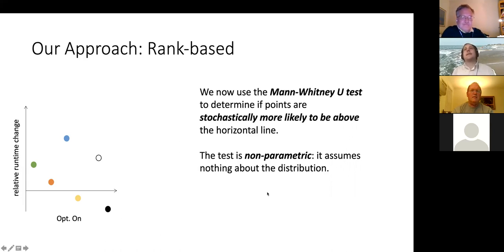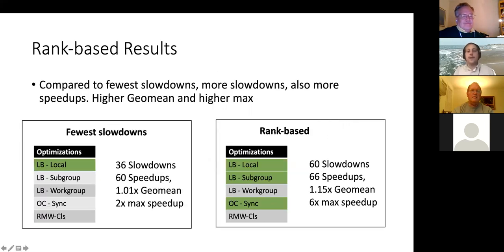And if you do that, then that statistical test can basically tell you that this optimization is more likely to cause a speedup or slowdown. And you can select optimizations based on that. So that gives us this optimization strategy: local load balancing, subgroup load balancing, and on-chip synchronization. Now, if we compare this to when we tried to do the fewest slowdowns, we can see that we've turned that 2x max speedup into a 6x max speedup, and that 1.01x geomean into a 1.15x geomean.